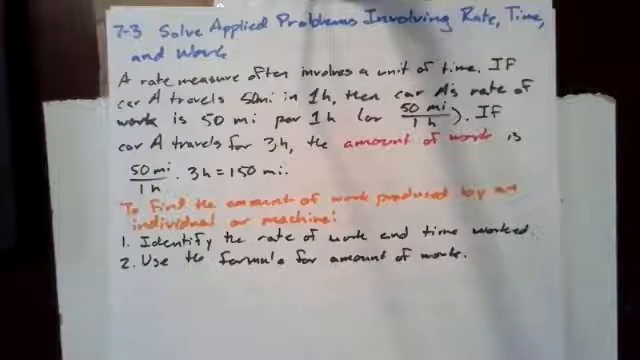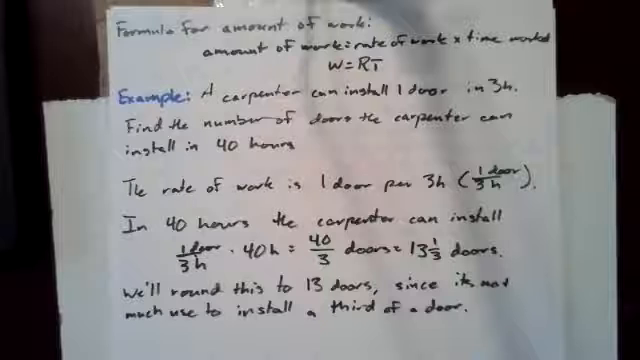equals 150 miles. To find the amount of work produced by an individual or machine, first identify the rate of work and time worked, then use the formula for amount of work. The formula for amount of work is the amount of work is equal to the rate of work times the time worked, or W equals RT.